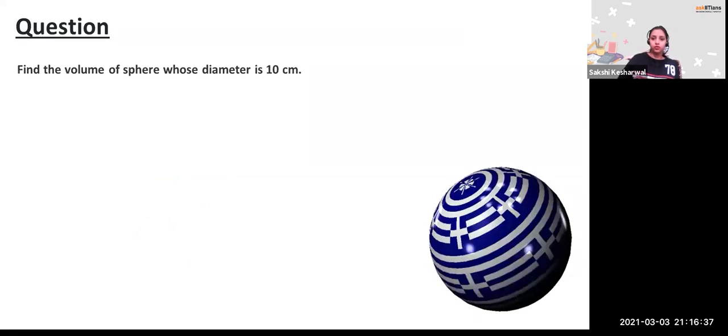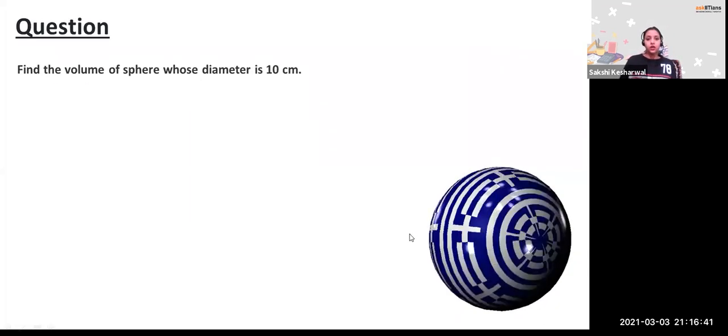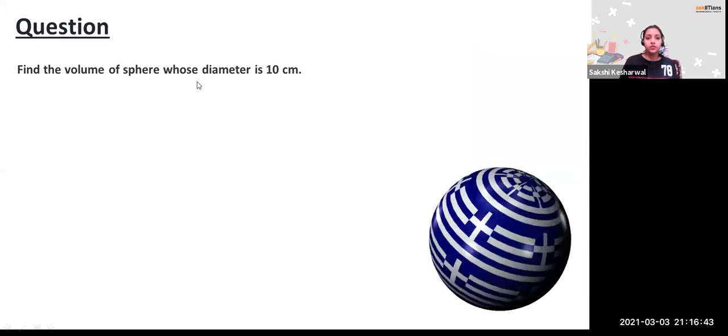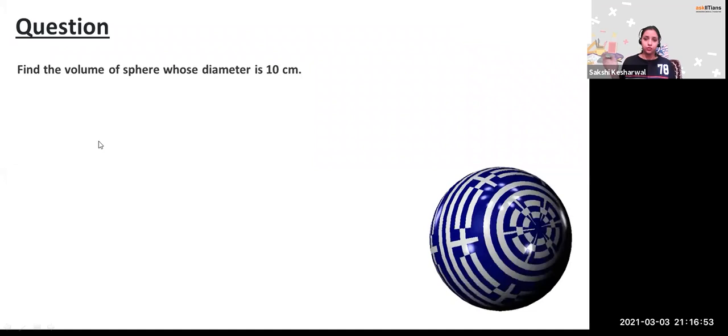So let's do one question. Find the volume of the sphere whose diameter is 10 centimeters. The diameter is 10 centimeters, so its radius is going to be 5 centimeters. So what will be its volume? Volume is equal to 4 by 3 pi r cube. Just substitute the value and you will get the answer.